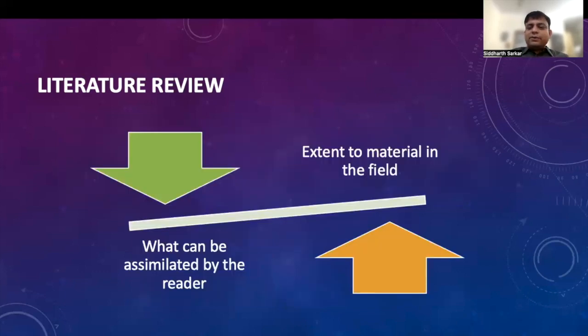Now, literature review needs to have a little bit of balance between what is the extent of the material in the field and what can be assimilated by the reader. Now, if there is too much material, all the material cannot be presented to the reader, then it has to be summarized, packaged in a manner that can be taken up by the reader. At the same time, it should not be too concise or too brief. It should enable the reader to grasp the area in a sensible manner, in a manner which makes the reader more clear about it.